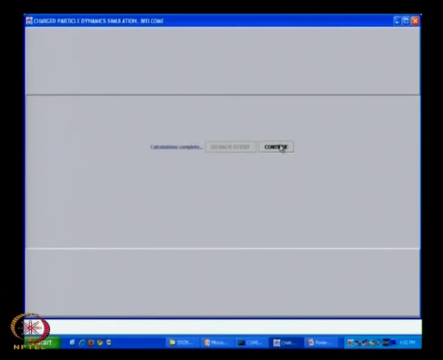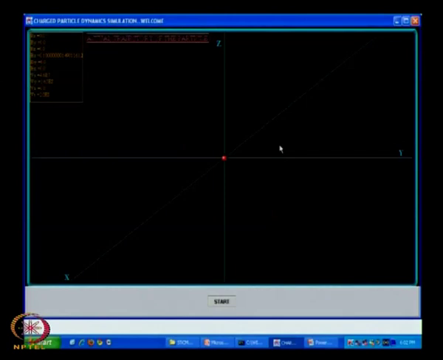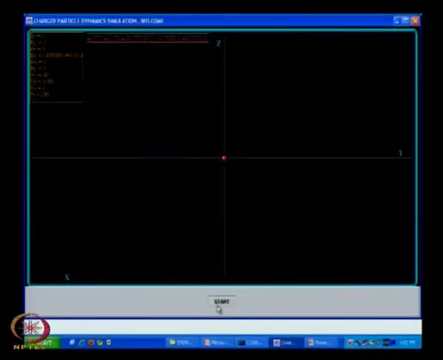Continue. So what is the program doing? It has already finished the calculation. And now you get the solution. The particle is initially at the origin: x is equal to 0, y is equal to 0, and z is equal to 0. Now let us run this.